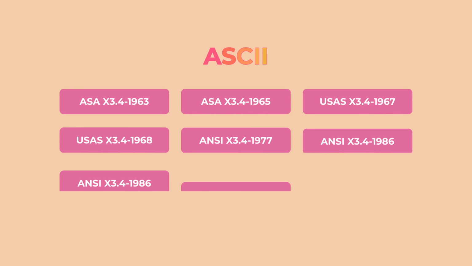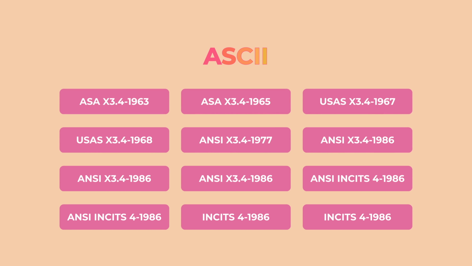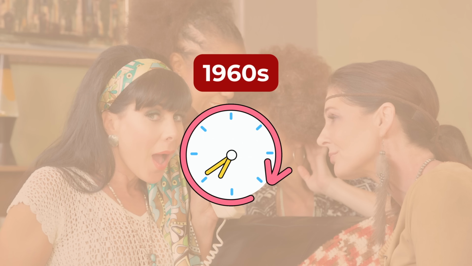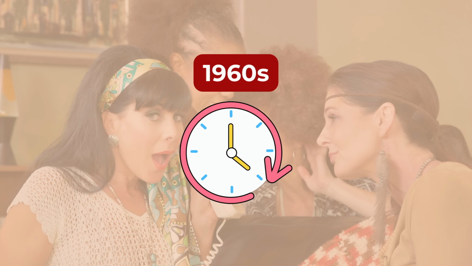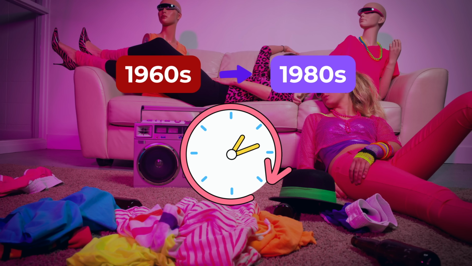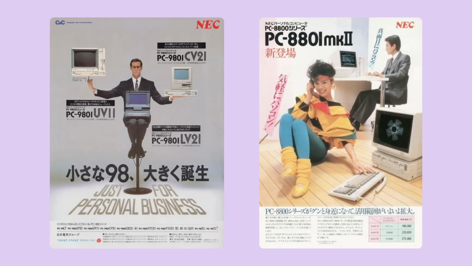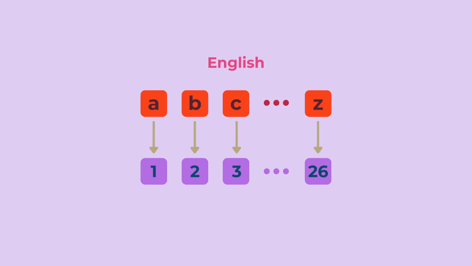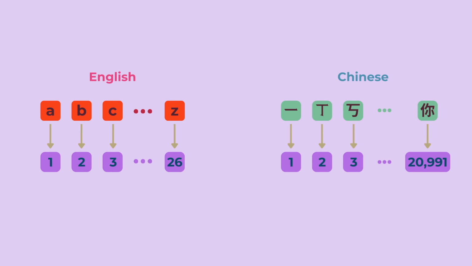So ASCII is revised a bunch of times and becomes widely adopted as a standard text encoding, which is great for interoperability between computers. But just like in the 40s and 50s, in the following decades, innovation in computer hardware continues and computers start to become more and more widespread. Fast forward to the 1980s, and computers are becoming more and more popular in non-English speaking countries. Now, English only has 26 letters in the alphabet, or 52 if you include lower and uppercase. But other languages like Chinese or Japanese have tens of thousands of unique symbols in common usage.